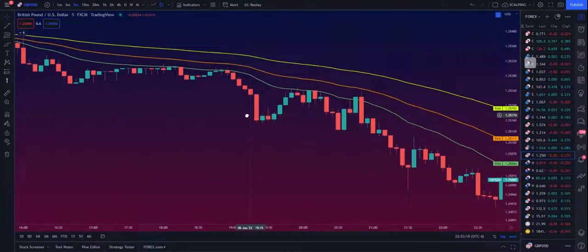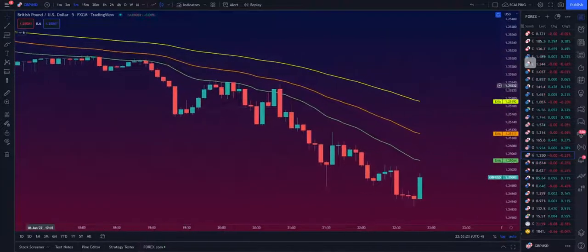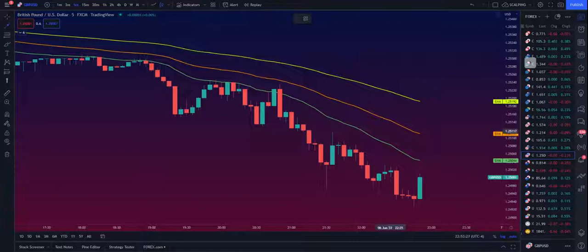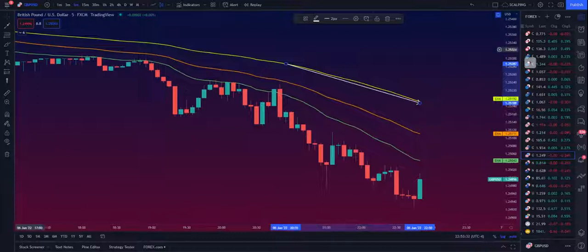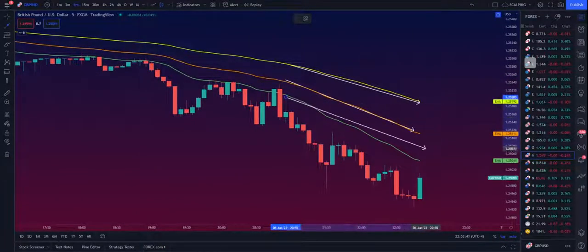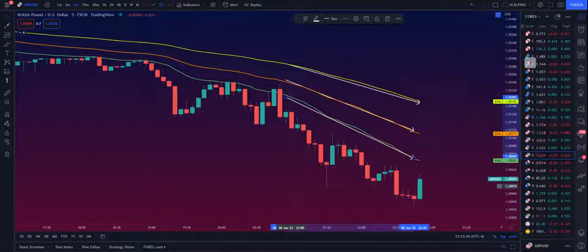Now, the first thing we want to do is identify a trend. We identify a trend by looking at these. They're all headed in the same direction, right? You don't want one to be headed this way. They should be widening out because they're headed in the same direction. Why? Because they are shorter time periods and we have a trend going. So that's the first thing you want.